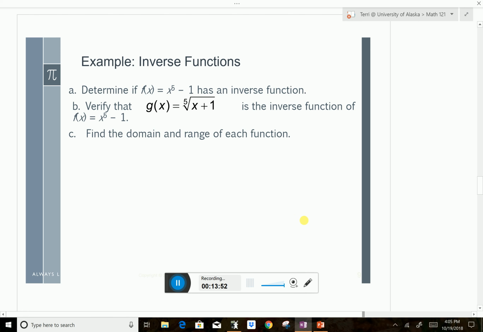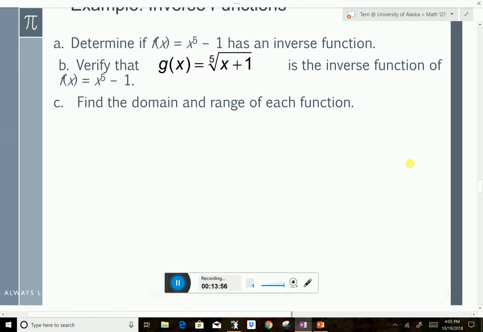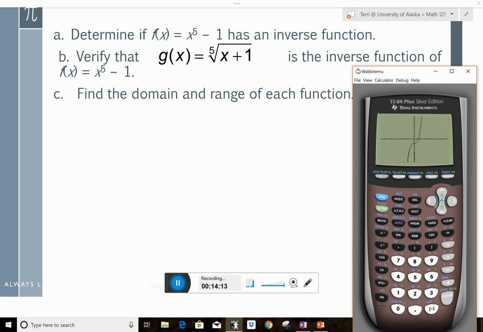Okay. So let's talk about some inverses. Let's determine if f of x equals x to the 5th minus 1 has an inverse function. Let's graph x to the 5th minus 1 and see what that looks like. Okay, yeah, it does look like that.